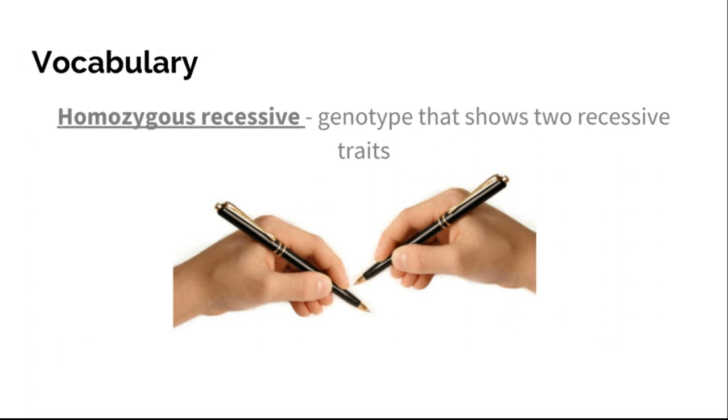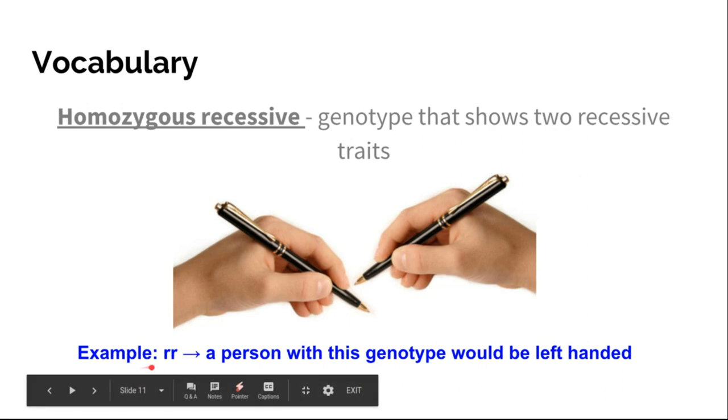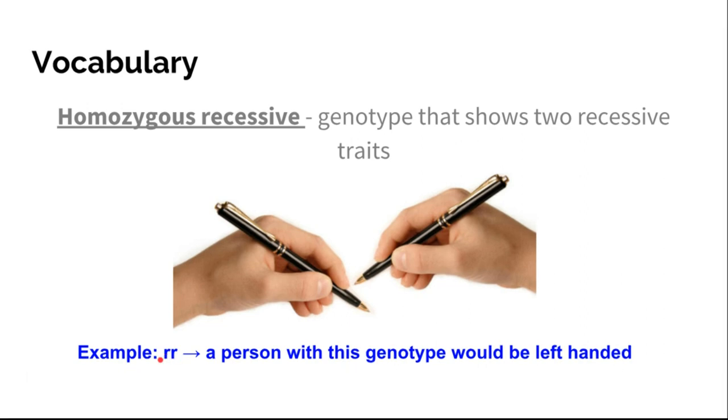That is different than homozygous recessive. Homo meaning same, but this time talking about recessive. This has to show two recessive traits. So if a person is left-handed, they have the recessive traits. They have to express the two lowercase r's. If you had two lowercase r's, you would express the phenotype of left-handedness, and you would have the genotype of two lowercase r's.